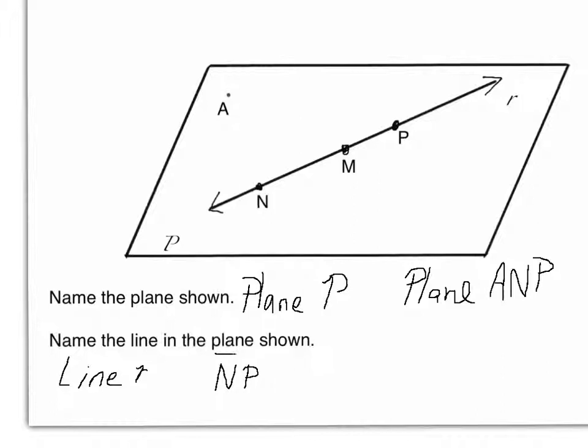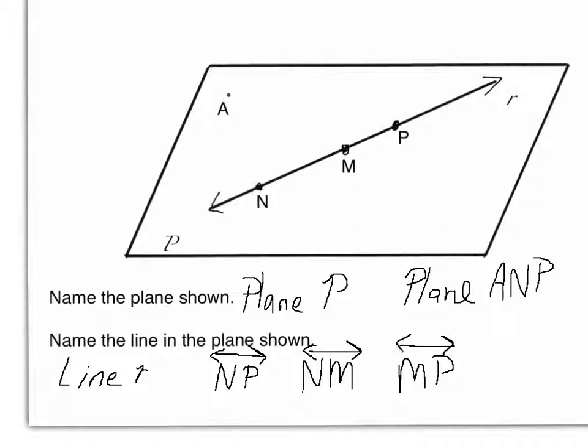And then I put the symbol for a line over top of it, and that is a straight bar with 2 arrows at the end. The arrows show that that line actually continues on and on forever in both those directions. I could also call it line NM. Or line MP. So any 2 points on the line can be used to name the line.